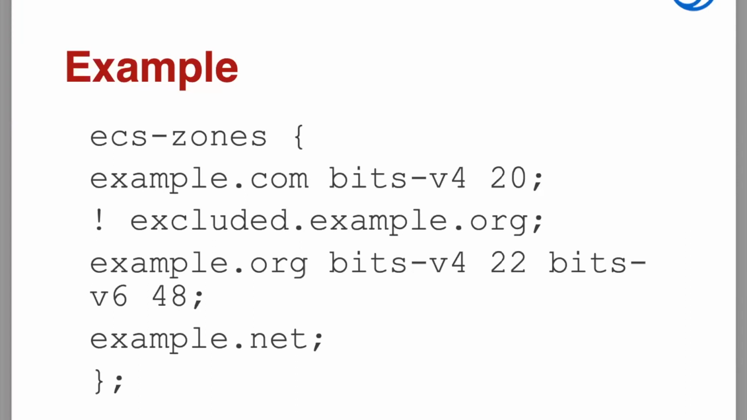That's actually quite a complex example because we've used ECS zones, with example.com being enabled for ECS, but restricted to a subnet mask of 20 for v4. We said we're not going to do ECS for excluded.example.com. And then for example.org, we're going to do 22 bits for v4 and 48 bits for v6. And then example.net is just using the default, which we know is 24 and 56.